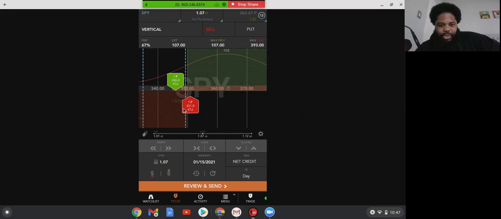around the 351 strike, and I'm gonna keep the buy the put option at 346. I'm gonna keep it super tight. And you see the probability to make this $107 is gonna be 67%.